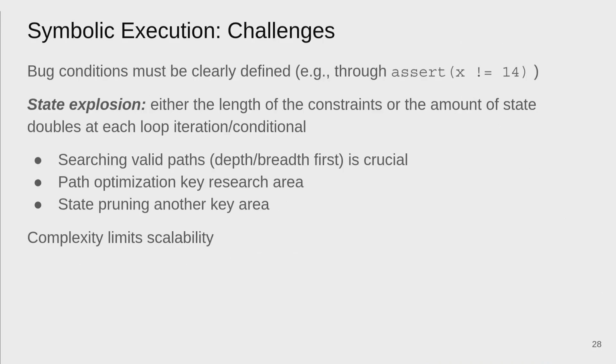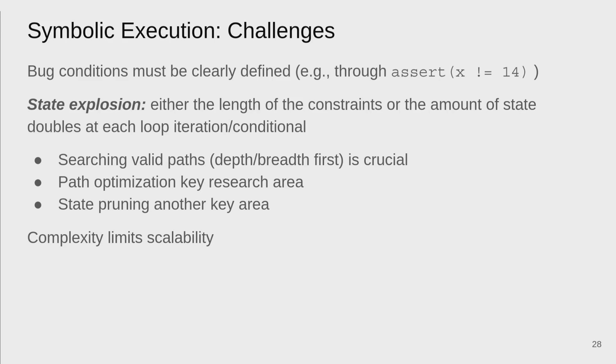For symbolic execution, some of the challenges we see are that the bug conditions must be clearly defined, such as, for example, the code would have to have an assert x not equal to 14, or x equals a certain value, or different kinds of error conditions that we're interested in. Then the symbolic execution engine tries to invalidate this assertion. So you can take the value in the assertion, negate it, add it to the formula, and then ask the constraint solver for a validating assignment of this formula.